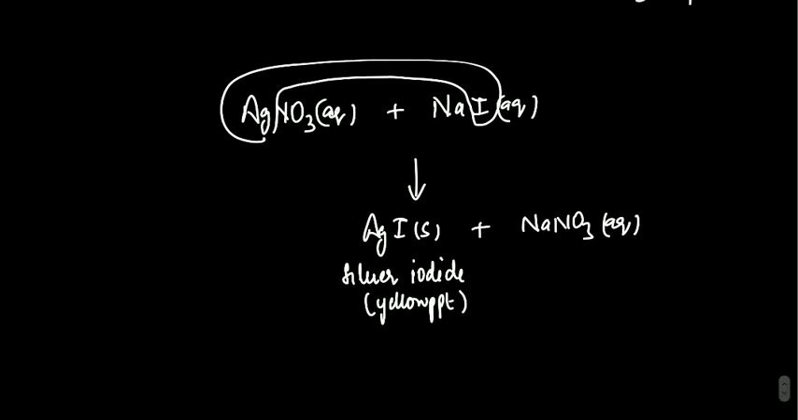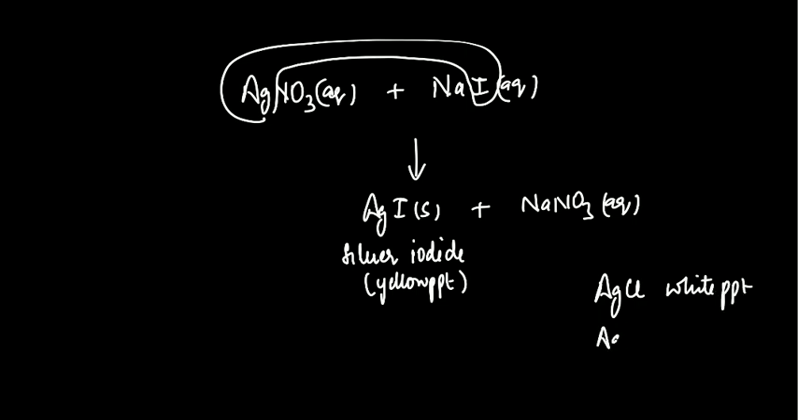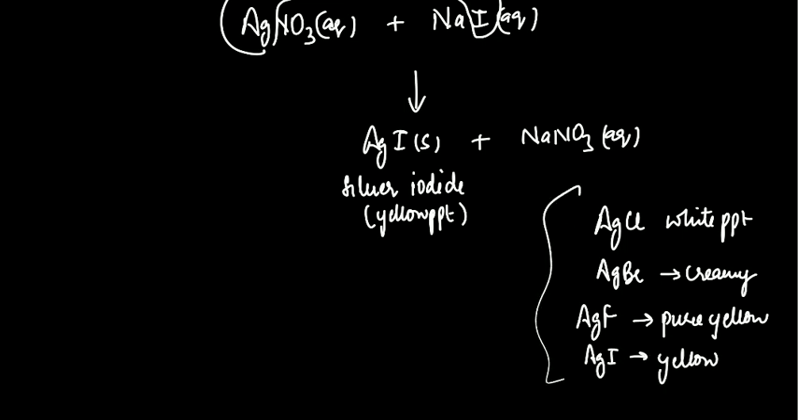So remember, AgCl is a white precipitate, AgBr is creamy, AgF is pure yellow, people say, or yellow. AgI we just did, yellow. At least this you can remember.